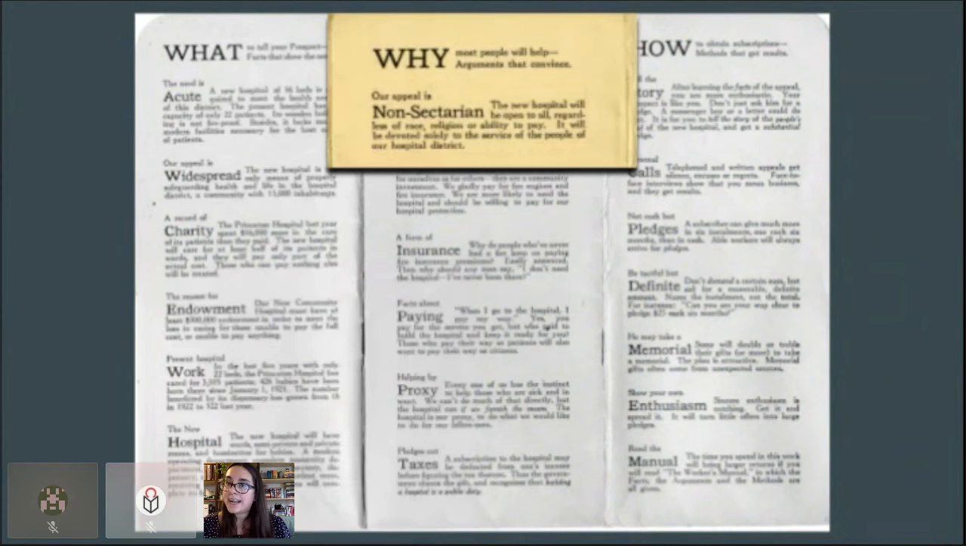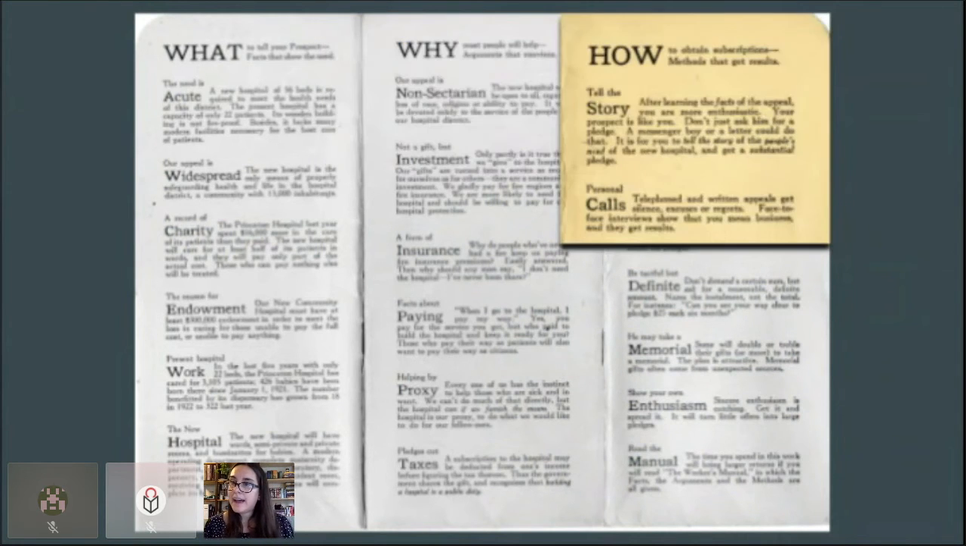It also mentions why people should help and arguments to use for that. My favorite here was that this new hospital would be open to all, regardless of race, religion, or ability to pay. It will be devoted solely to the services of the people of our hospital district. And then this right panel talked about how to obtain subscriptions and reminded people to tell the story, saying that after learning the facts of the appeal, you are more enthusiastic, and also saying to make personal calls, saying telephone and written appeals get silence, excuses, or regrets.